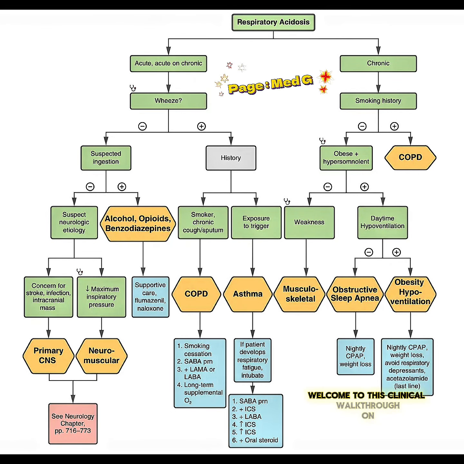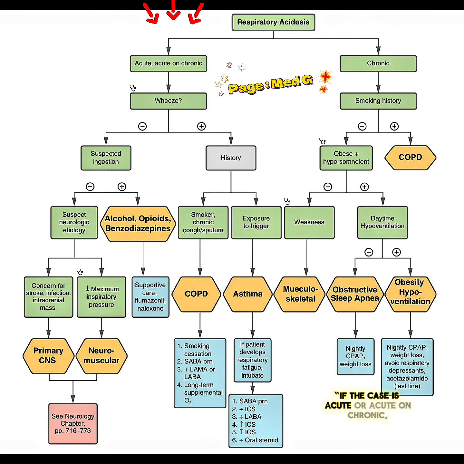Welcome to this clinical walkthrough on respiratory acidosis, a condition characterized by elevated carbon dioxide levels due to inadequate ventilation. In this video, we'll explore a diagnostic algorithm to help you identify the underlying cause and initiate appropriate treatment. Start by determining whether the acidosis is acute on chronic, or chronic.